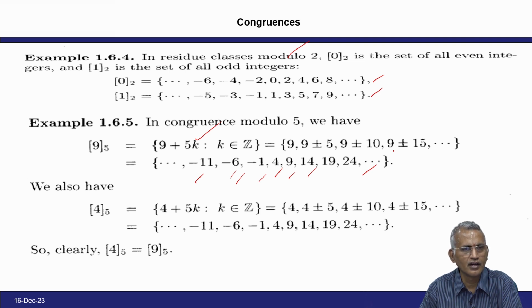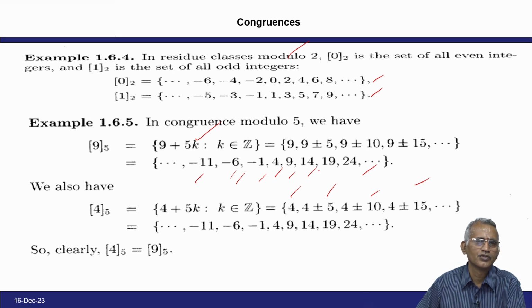We also have 4 congruent modulo 5 as 4 plus 5k, where k is in Z, 4 plus or minus 5 and so on. So the corresponding set values are minus 11, minus 6, minus 1, 4, 9, 14, 19, 24 and so on. Clearly, the congruence class of 4 under modulo 5 is equivalent to that of 9 under modulo 5. So this way we can work with the help of the residue classes, which are called integers modulo n. It is the easiest way to express the congruences.